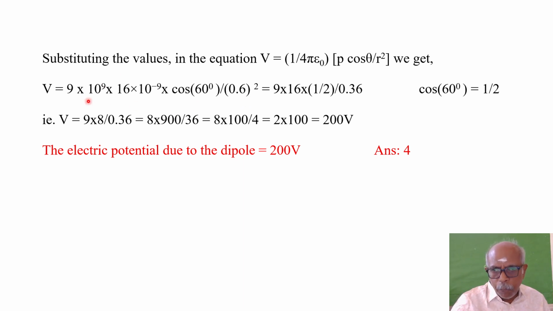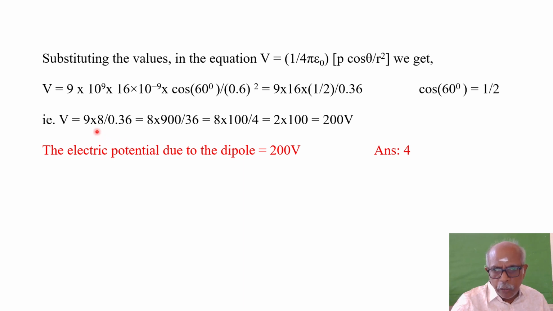So it is 9 into, here you have 10 power plus 9 and here you have 10 power minus 9, both get cancelled. So 9 into 16. What is cos theta? Cos 60 is equal to 1 by 2, that you know very well. So 1 by 2 divided by 0.6 the whole square, which is 0.36. So V is equal to 9 into 8 divided by 0.36.